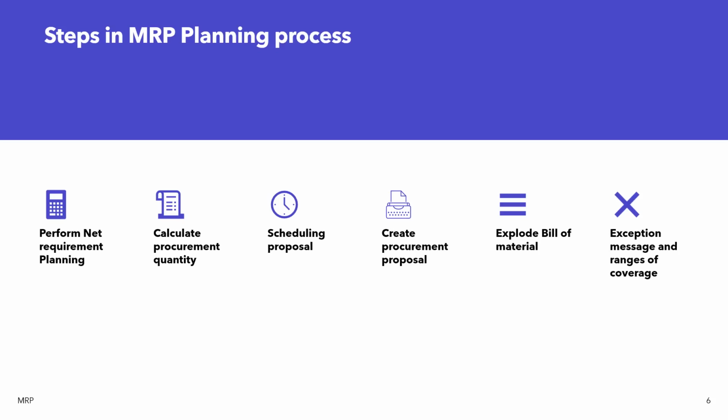In case of any exceptions, like the start date lying in the past or safety stock being unable to be fulfilled, or any such quantity or date issues, the system will raise exception messages. The planner will look into these exception messages and try to rectify those errors.